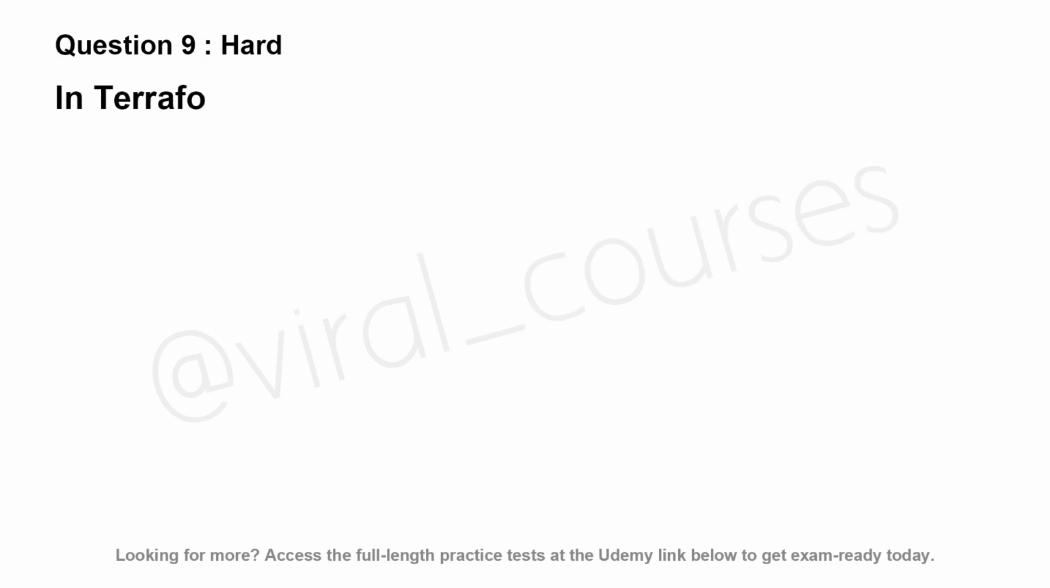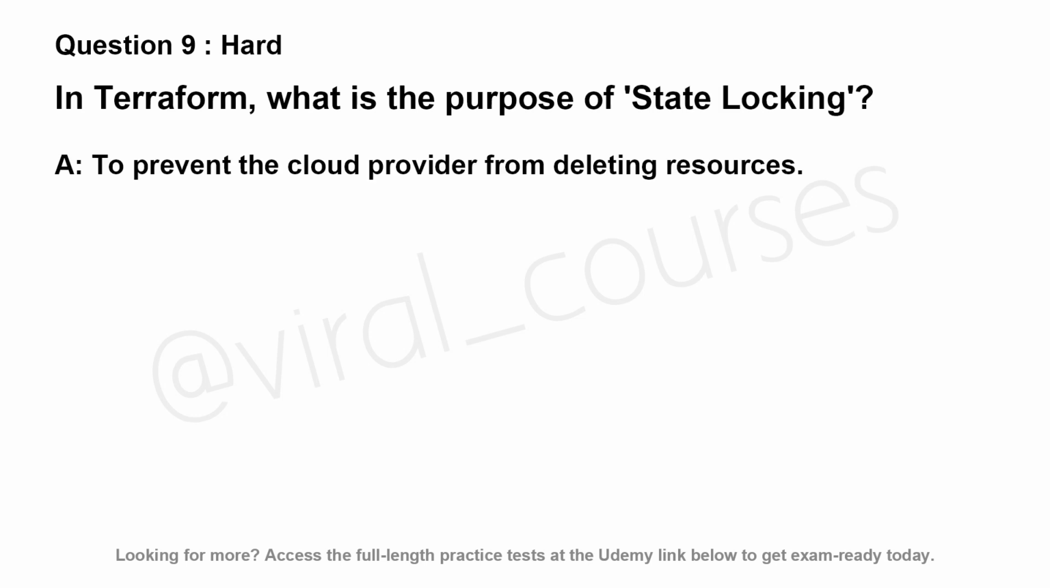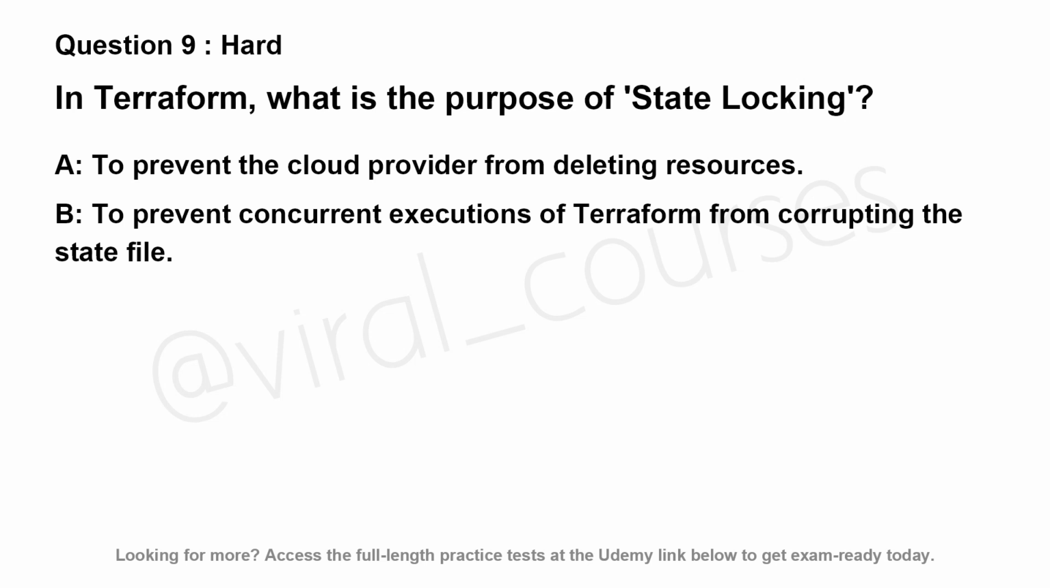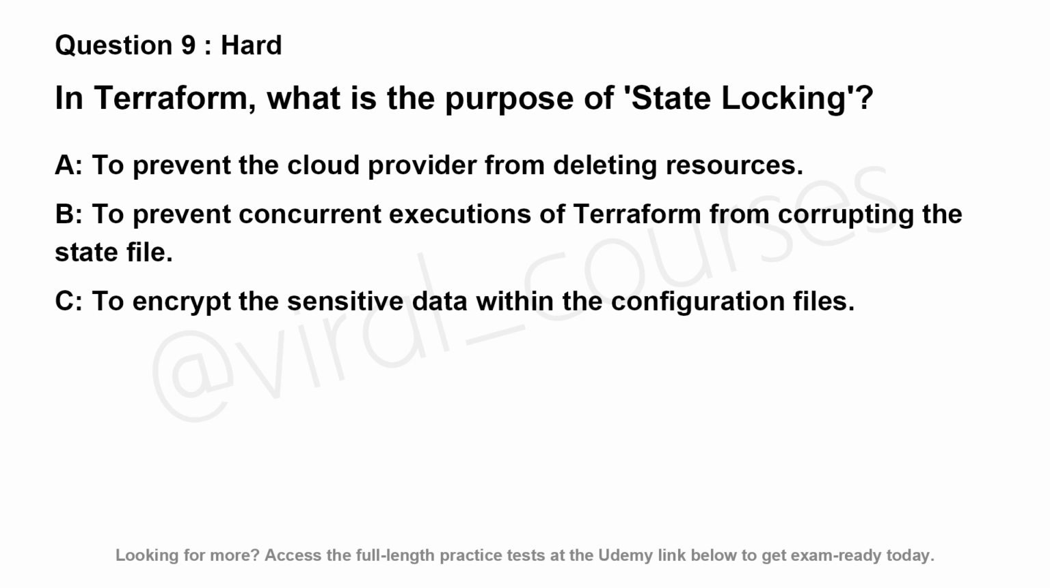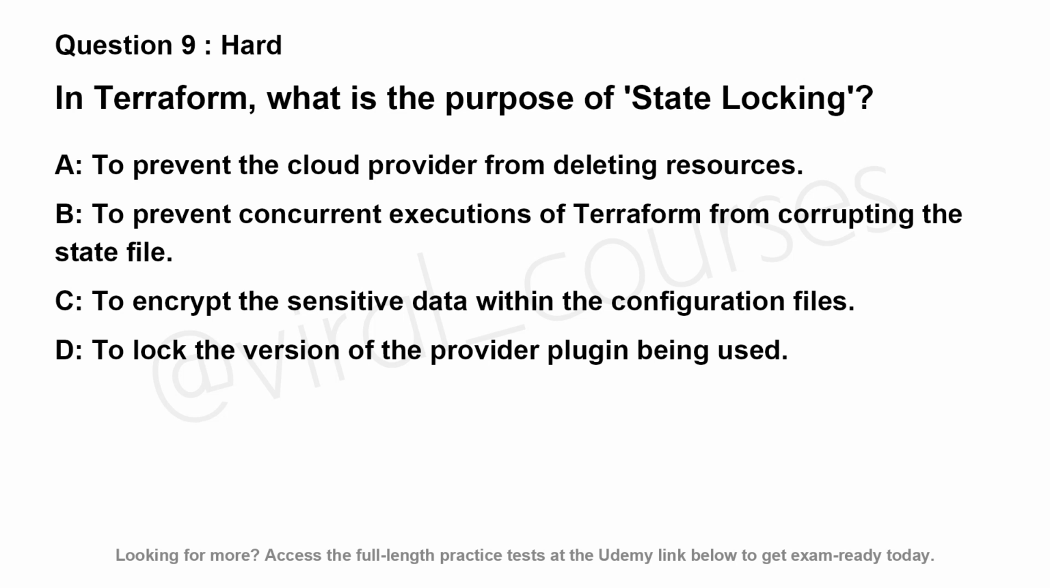In Terraform, what is the purpose of state locking? Option A. To prevent the cloud provider from deleting resources. Option B. To prevent concurrent executions of Terraform from corrupting the state file. Option C. To encrypt the sensitive data within the configuration files. Option D. To lock the version of the provider plugin being used.